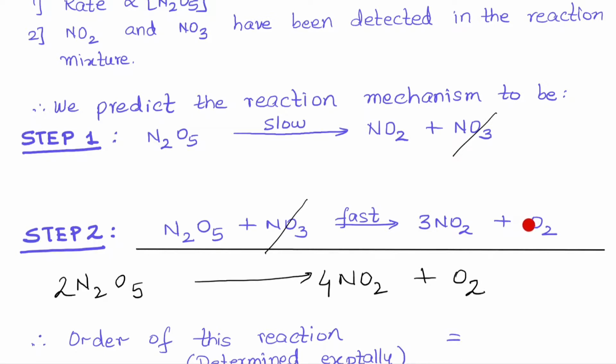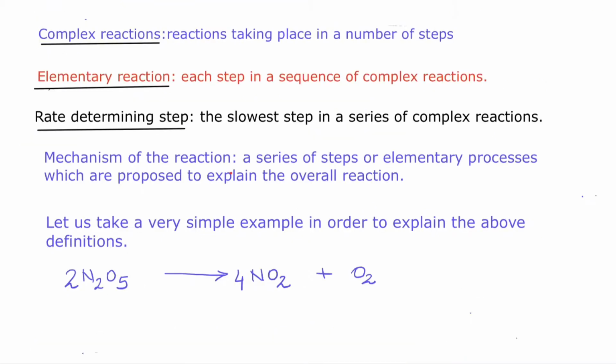And which will be the rate determining step? Obviously, the first one, because that is a slow step involving the generation of NO3, which will be used up in step 2. Unless NO3 is generated, it cannot be used up, right? So the rate of the second reaction is actually dependent on the rate of the first reaction, which in turn is a slow step. So let's go back to our definition again. Rate determining step, the slowest step in a series of complex reactions.